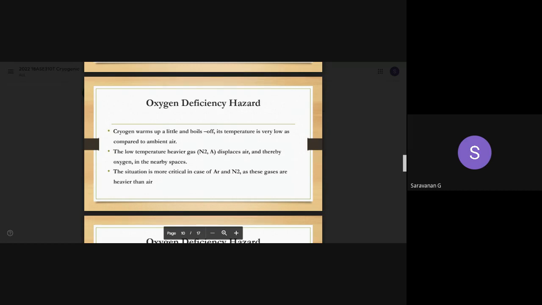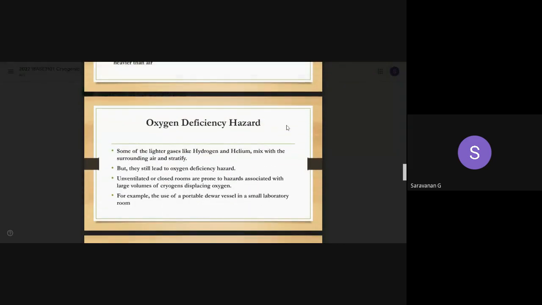Similarly, what will happen? Nitrogen and argon are very heavy gases, but at lower temperatures. They displace the air, and similarly they displace the oxygen. So this is more critical. Argon and neon are heavier than air, and that causes some defects in the entire system. Some of the lighter gases like hydrogen and helium will also mix with the surrounding air and stratify it. So that will also cause a deficiency of oxygen.